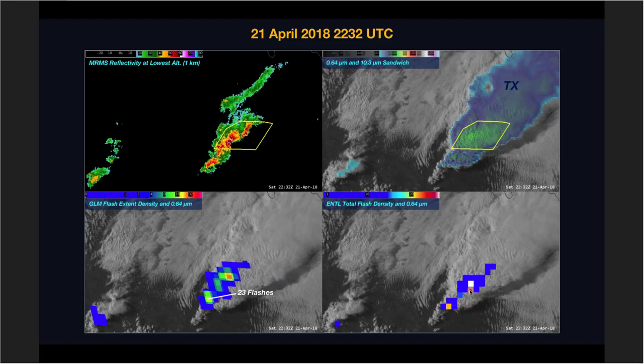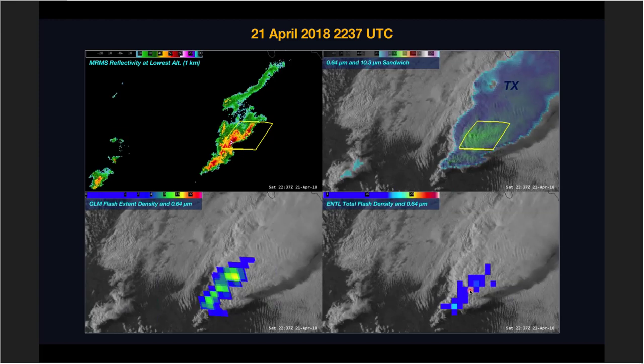Just because there are isolated pixels with the Earth Networks data, but the signal is there. You just need to understand how to pull it.